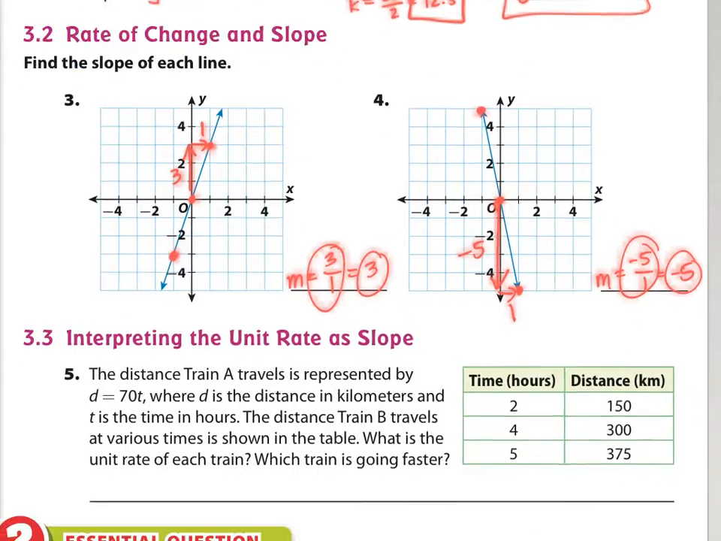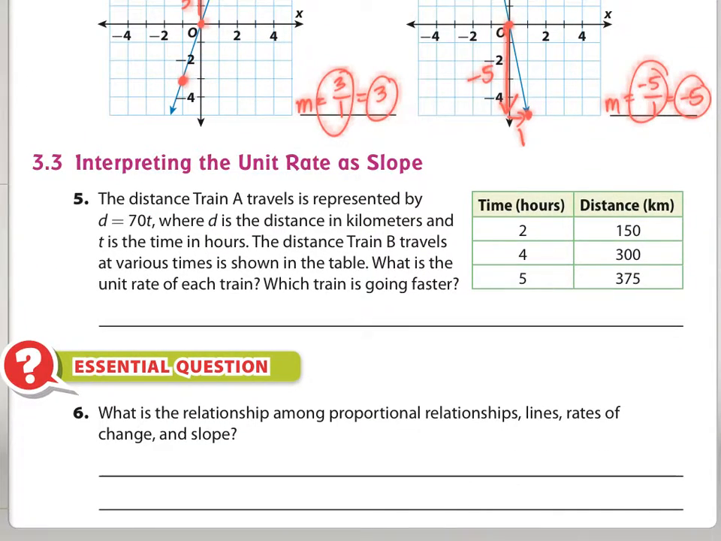Okay, and go ahead and take a few minutes to try number 5. Just to clarify this problem, we have train A travels at this relationship using that equation. That means that the distance is equal to 70 times the time. 70 is the kilometers per hour. It's the rate or the speed. So that means that in 1 hour, the train goes 70 kilometers. I'm sorry, in 2 hours, it's going to be 70 times 2, which is 140.